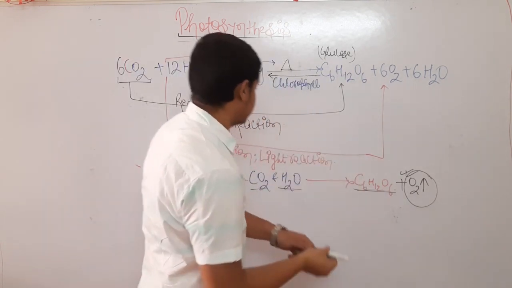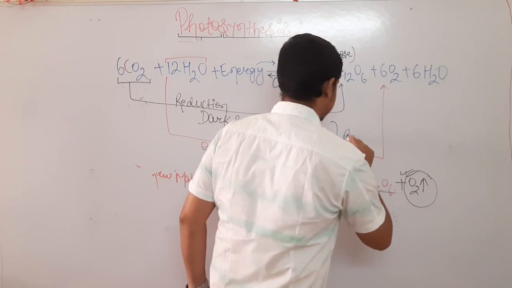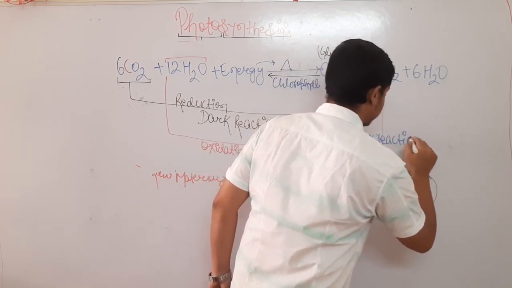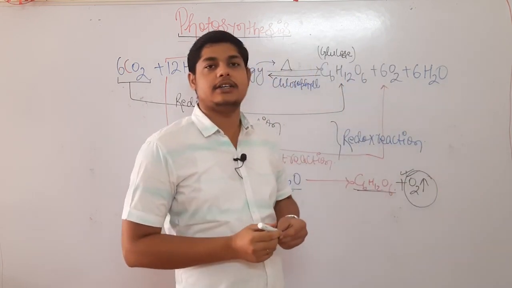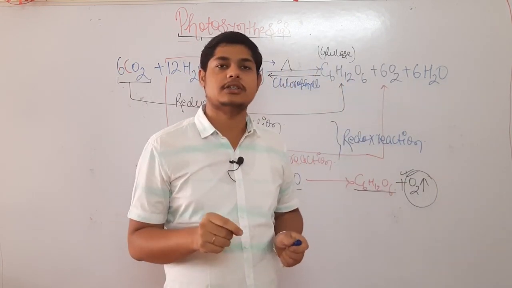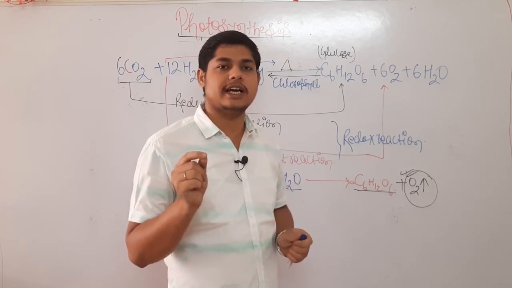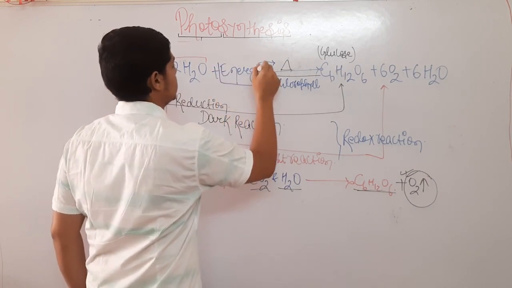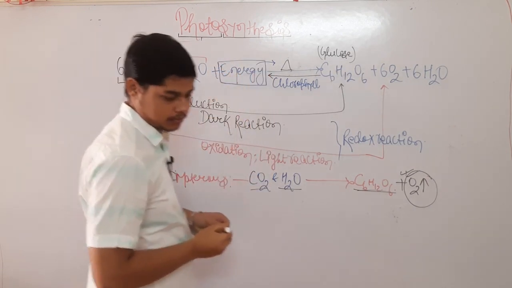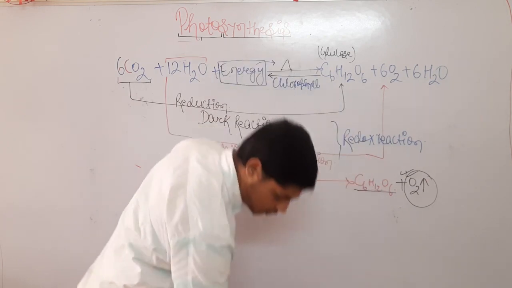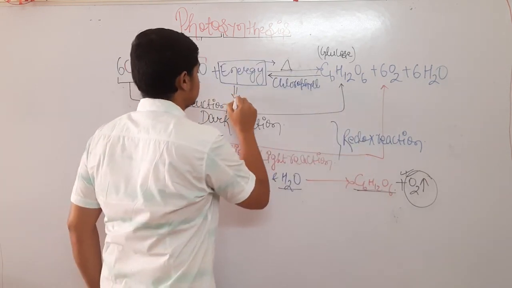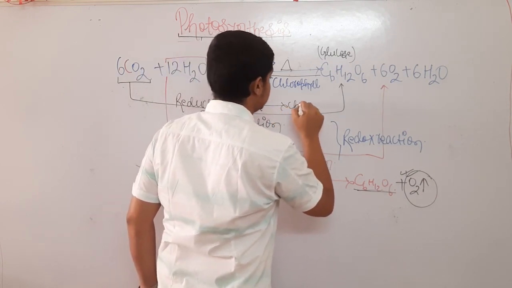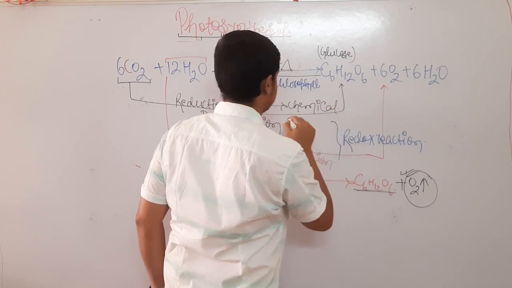So photosynthesis is a redox reaction, as oxidation and reduction are taking place in the same reaction. And in this, where does the energy come from? The sunlight is converted into chemical energy.